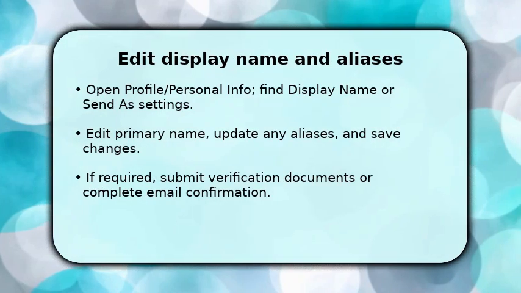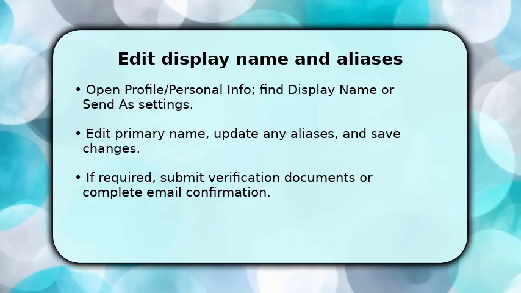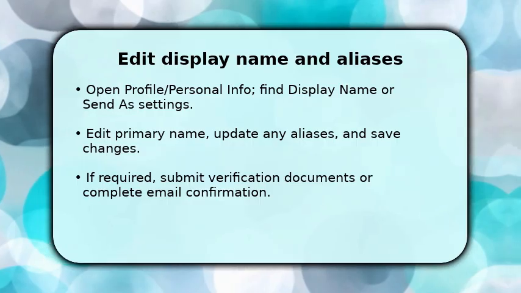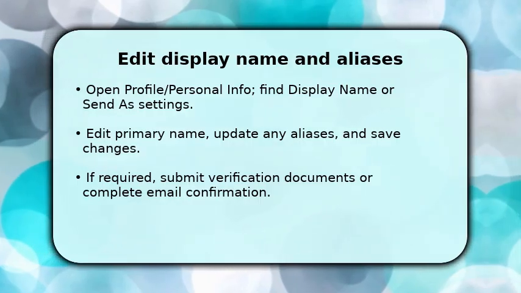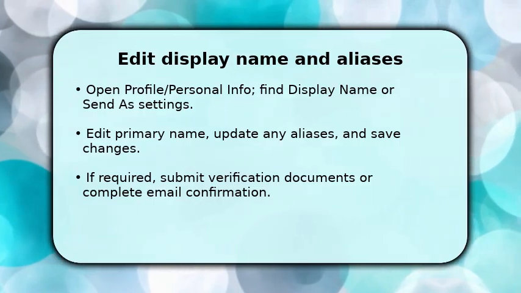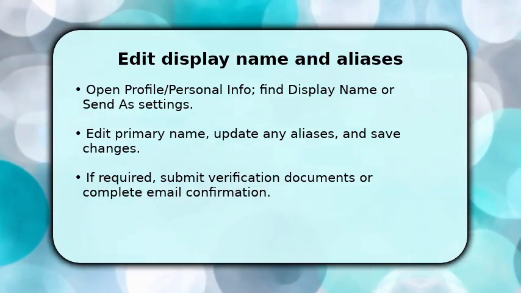You now edit the actual name fields used for outgoing mail. In Settings, choose Send As or Display Name, enter the new first and last name exactly as you want recipients to see it, then save. If your account uses aliases, update those too, so replies and filters still work.